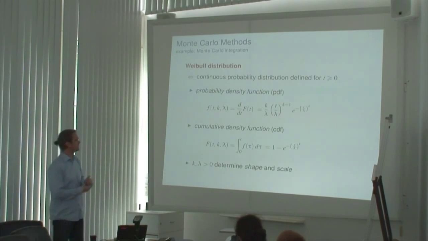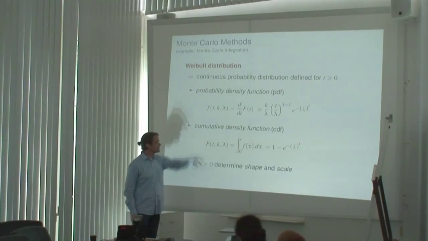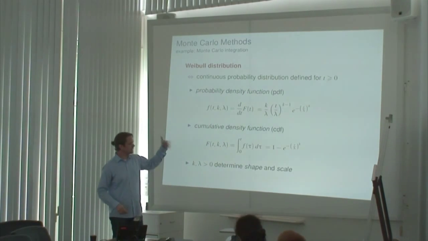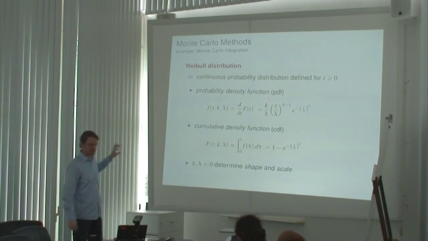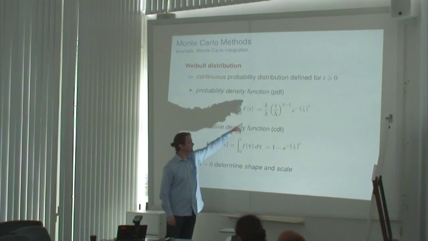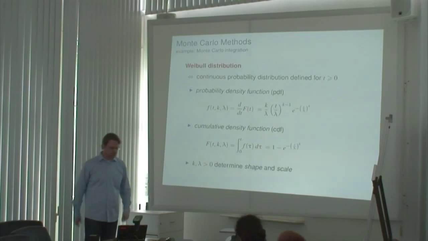That is the probability density of the Weibull function. And if we integrate that, we get the cumulative density function, which is 1 minus e to the minus (t over lambda) raised to the power of k. And of course, if we differentiate that, we get the probability density function. And so, there we go.